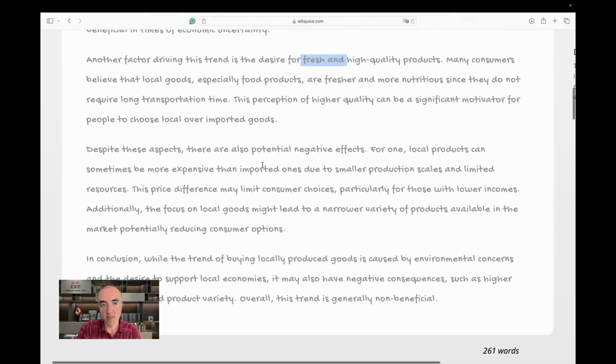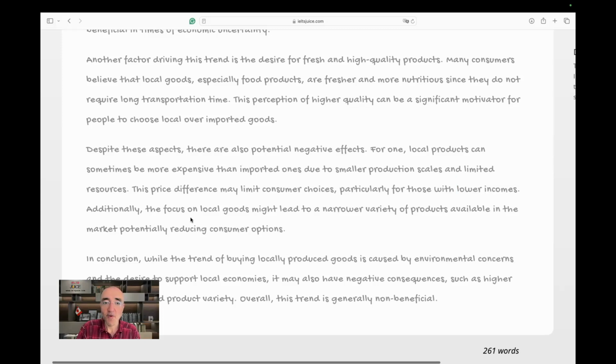Let's move on to this negative aspect. There are also potential negative effects, plural. For one, local products can sometimes be more expensive than imported ones due to smaller production scales and limited resources. Correct? Can you give us one example? The price difference may limit consumer choices, particularly for those with lower incomes. Very good. Example, please.